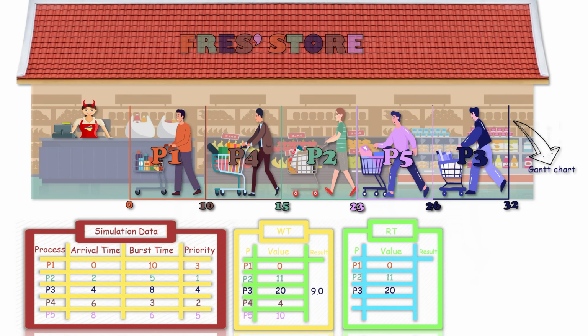In process 3, it starts with 24, and the response time is calculated by start time, which is 24, minus arrival time, which is 4, and we get the result 20. Put the result in the data, and let's find process 4 value.